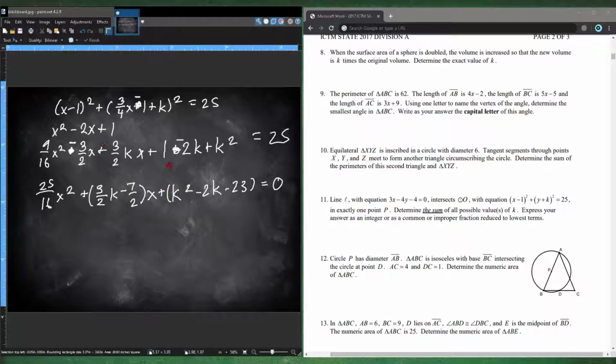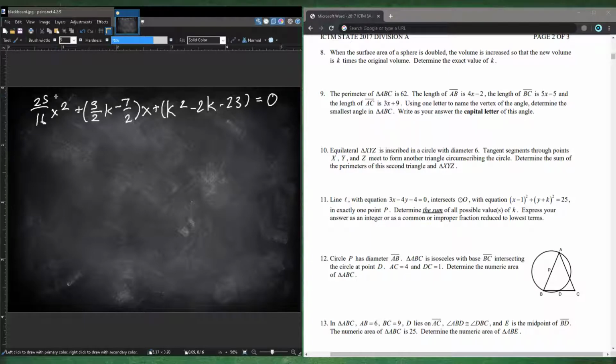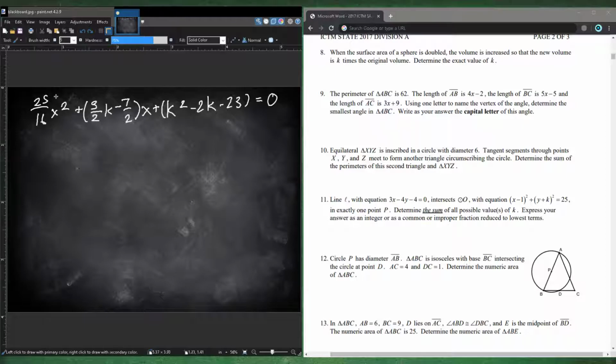Okay, so we have a quadratic now. So how do we get one solution of a quadratic? That's usually if we have negative b plus or minus the square root of b squared minus 4ac, over 2a. So for that to happen, the inside of this has to equal 0. If that equals 0, the square root of 0 is 0, right? And then adding or subtracting 0 is basically doing nothing to it. So that means our b squared minus 4ac has to equal 0 for it to be one solution.